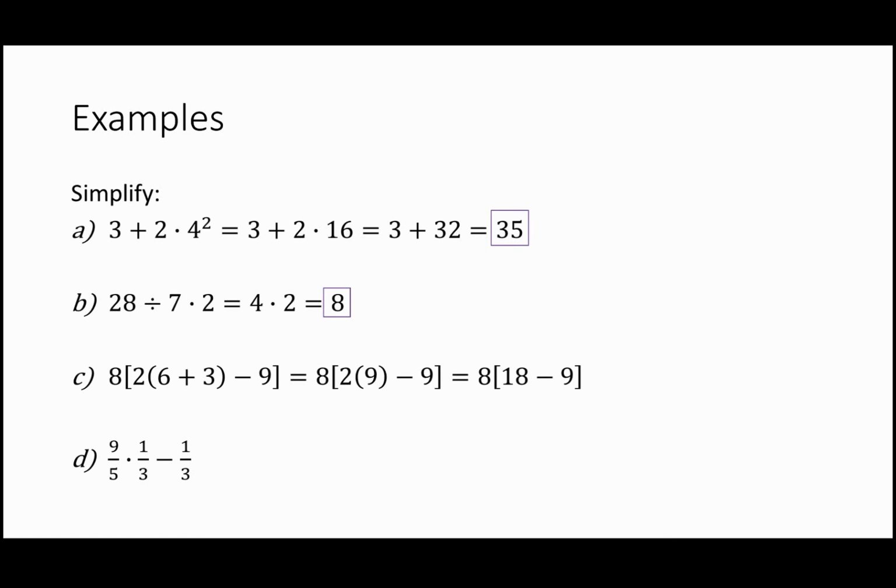2 times 9 gives me 18. Let's subtract the 9 inside the bracket. That bracket now is acting as implied multiplication with the 8 that's left out in front, and we get a final answer of 72. Great.